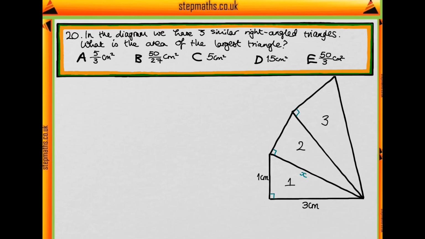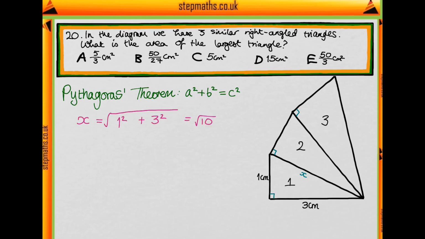So to find x, we're going to use Pythagoras' theorem, which is that a squared plus b squared equals c squared. This is when you have a right-angled triangle, and the squares of the two shorter sides added together will give you the square of the hypotenuse. So we do this for this triangle number 1, and that gives us that x is the square root of 10. So let's label that on there.